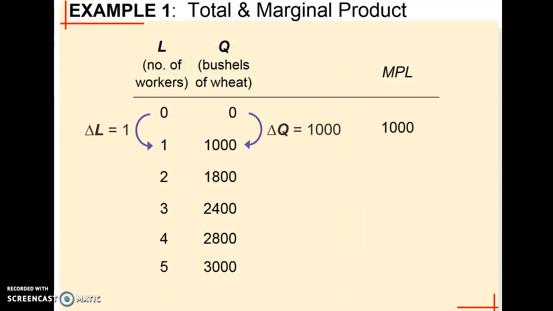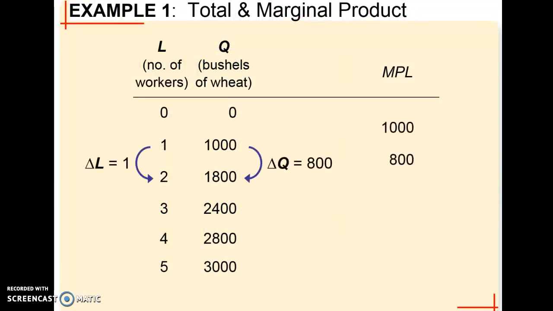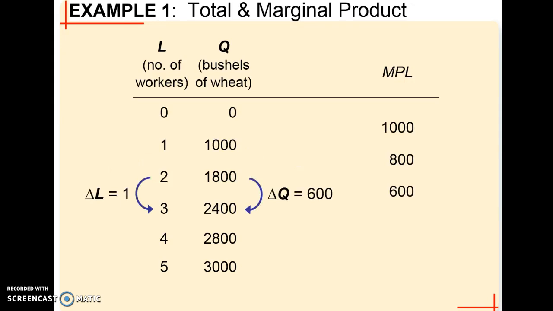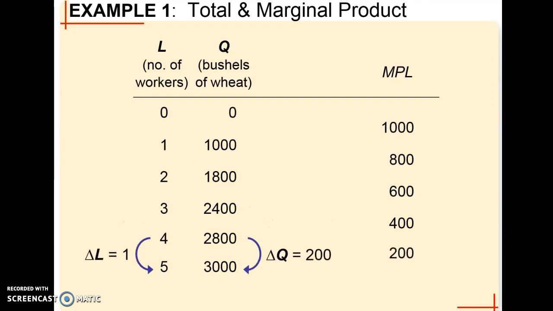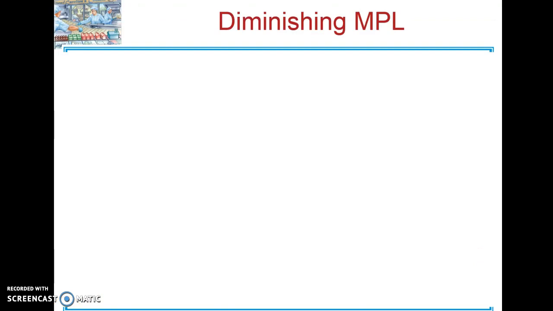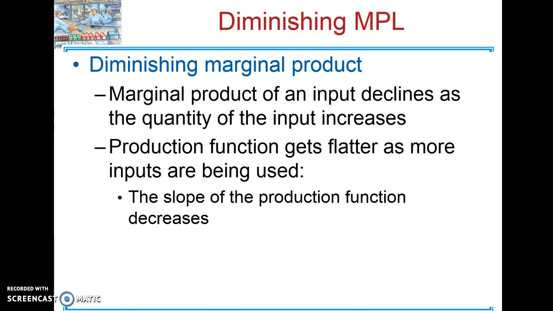So in our previous example, when Jack goes from 0 to 1 worker, his marginal product of labor is 1,000. When he goes from 1 to 2, it's 800. 2 to 3, 600. 3 to 4, 400. And 4 to 5, 200. Marginal product of labor is going to fall over time.